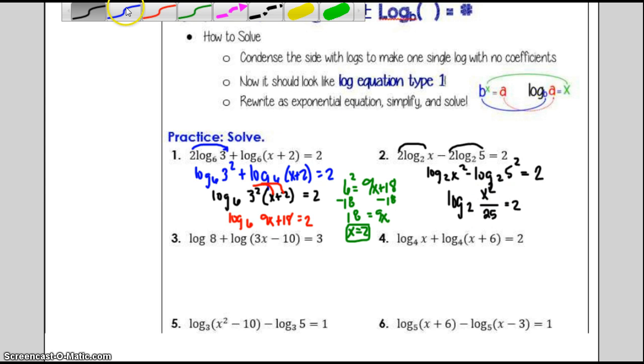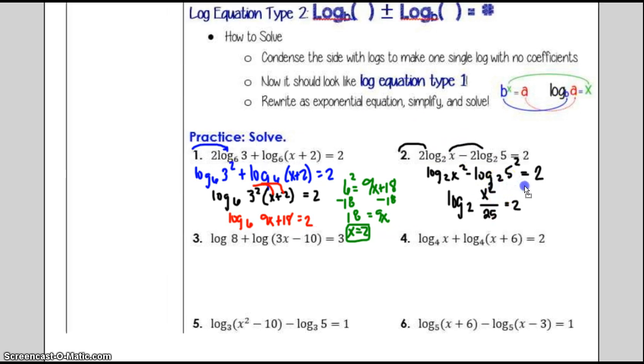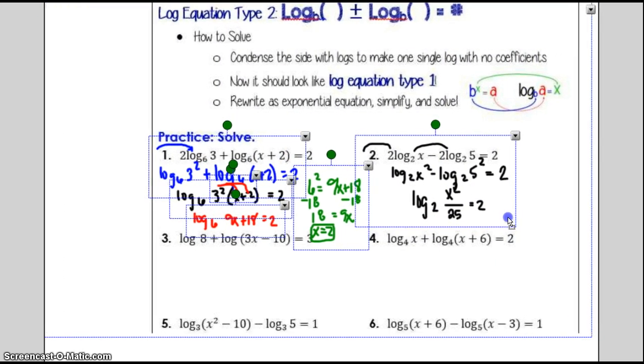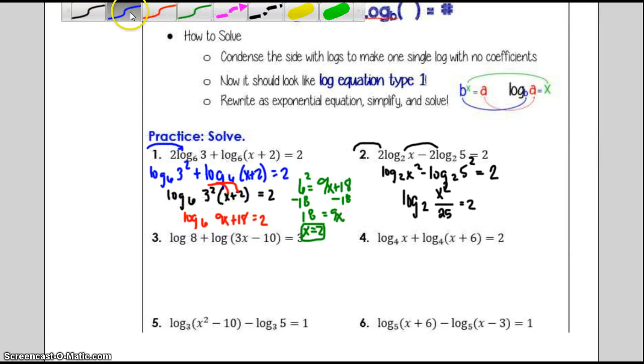All right, so now let's go ahead and set it up so we can solve. And the way that we do that is we rewrite it. So we have a base of 2, an exponent of 2, so 2 squared equals x squared over 25. And then if you change this into a fraction, you can cross multiply. So we wind up with x squared equaling 25 times 4, which is 100, and the square root of 100, so x equals positive 10 and negative 10.